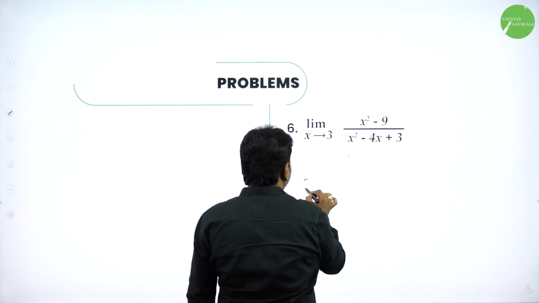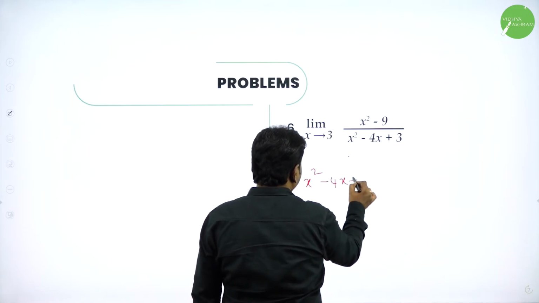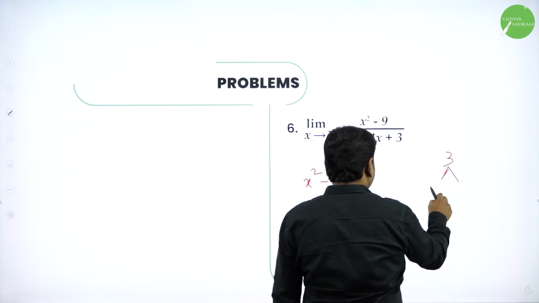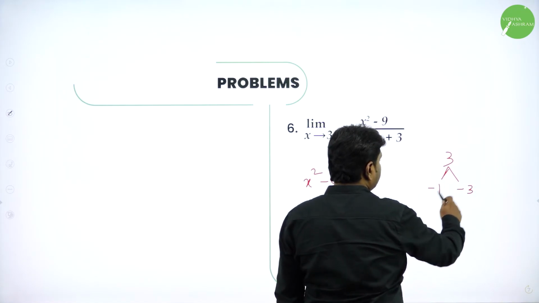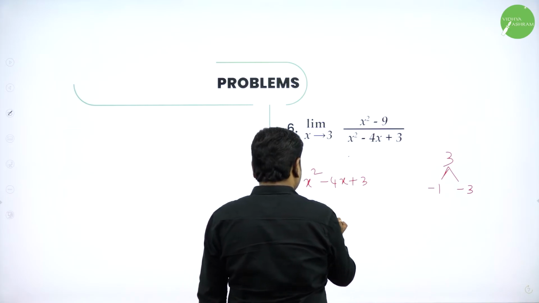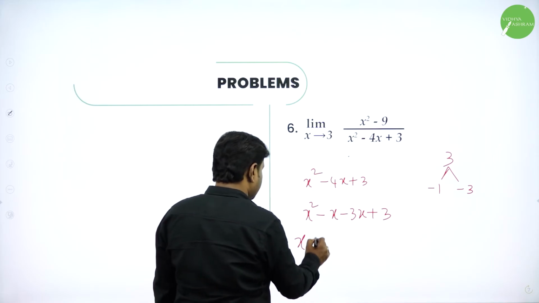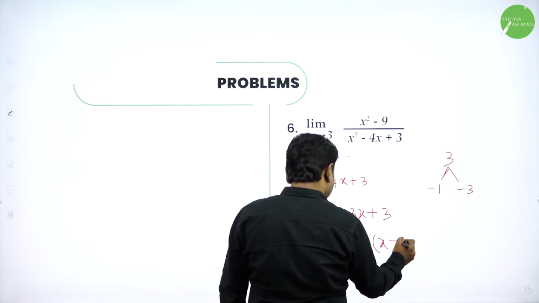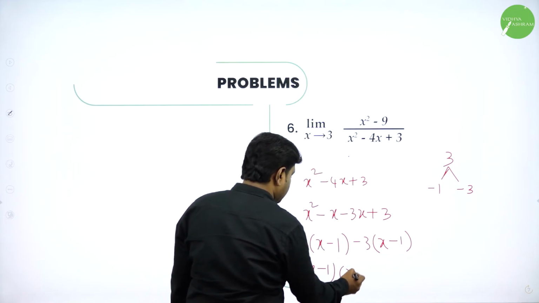I'll take the denominator and I'll factorize. If I take x square minus 4x plus 3, what are the factors for 3? The factors for 3 are minus 1 and minus 3. Minus into minus becomes plus. Now x square minus x minus 3x plus 3, and I'll take x common. If I do that, x minus 1 into minus 3, if I take common, it will become x minus 1. Then x minus 1 into x minus 3.